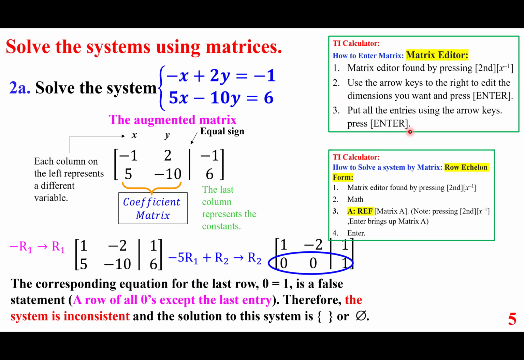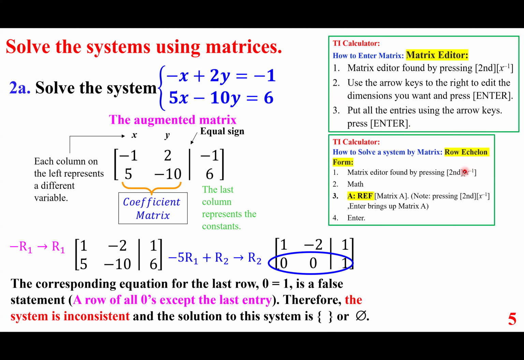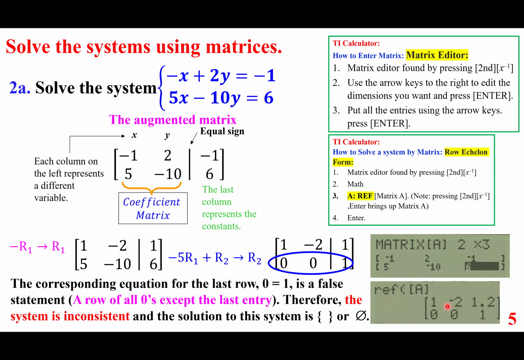When you do that, and how to solve a system, you go to the matrix editor, found by pressing second, x to the power -1, math, then REF or RREF, and you solve this. For example, for this one, we put in the augmented matrix. And if we do REF of A, we get this one. By the way, this may be different depending upon the methodology that is used, but this is the same, which indicates exactly what we have here.